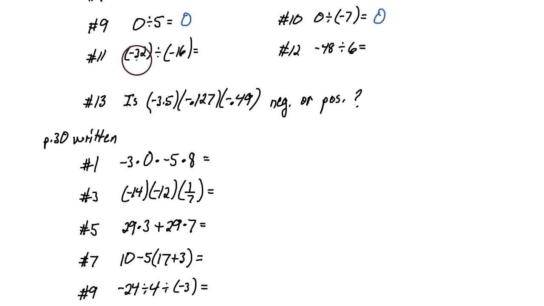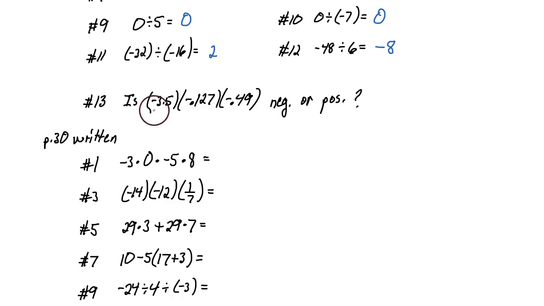Number 11, we have a negative divided by a negative. When dividing numbers with the same signs, the answer is positive. The answer is 2. Number 12, negative divided by positive. When dividing numbers with different signs, the answer is negative. 48 divided by 6 is 8.